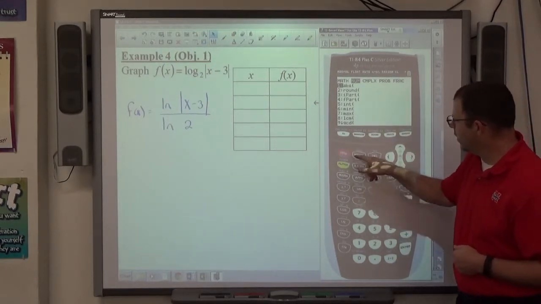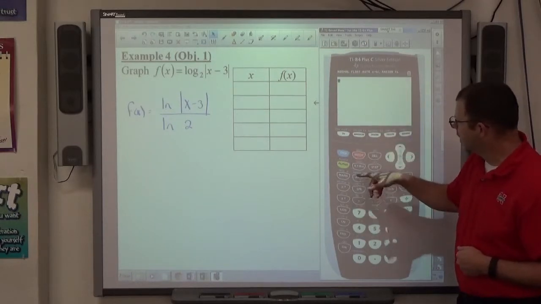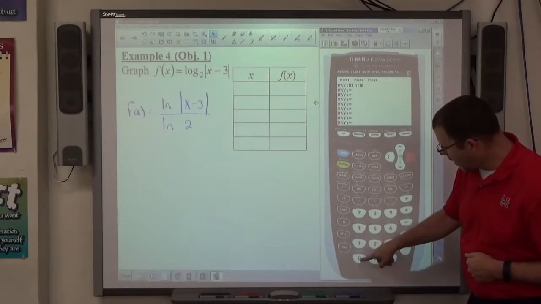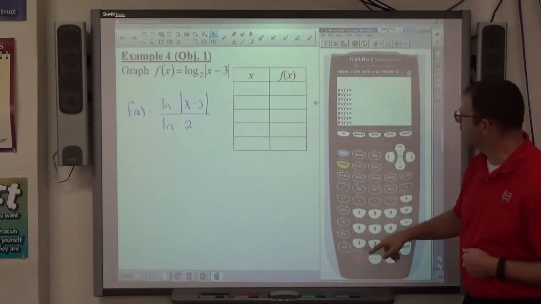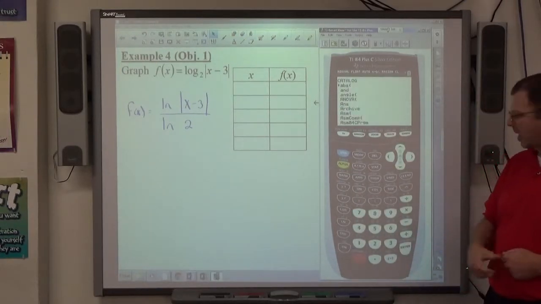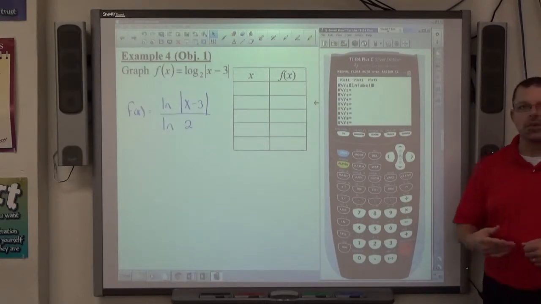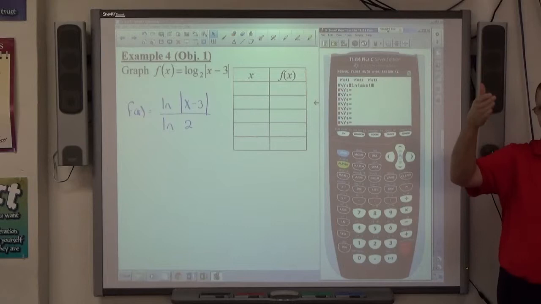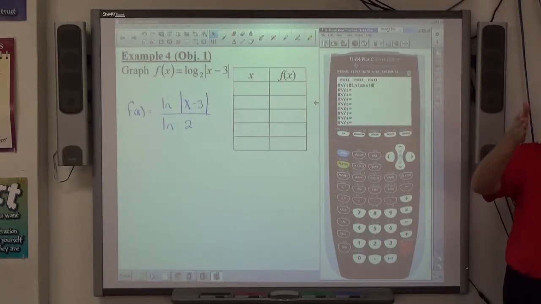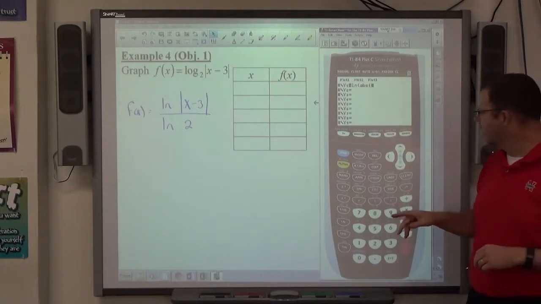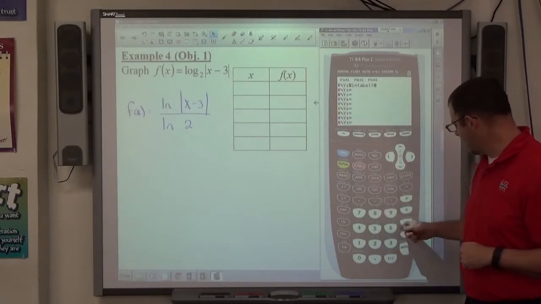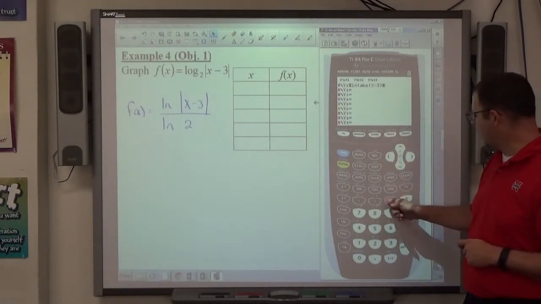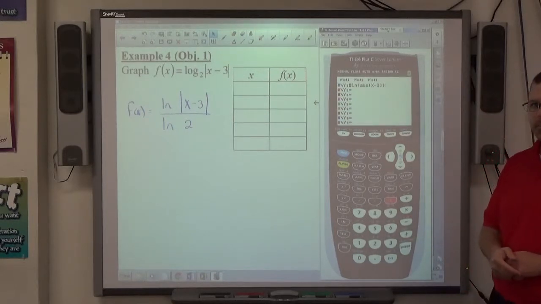Another way of getting to it is, if you're anywhere, well, actually right here, and I want to stick it right there, the catalog: if I hit second, zero, it brings up the catalog. It's the very first thing in the catalog. That's how I usually get absolute value. If you have classic on, you have ABS parentheses; if you have MathPrint, it'll put an absolute value bar there, and you have to type inside of it. Take your pick on how you want that to be. So x minus 3, end parentheses for the absolute value expression, end parentheses for the end of the logarithm.